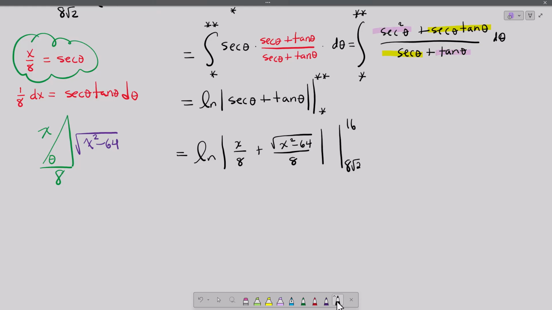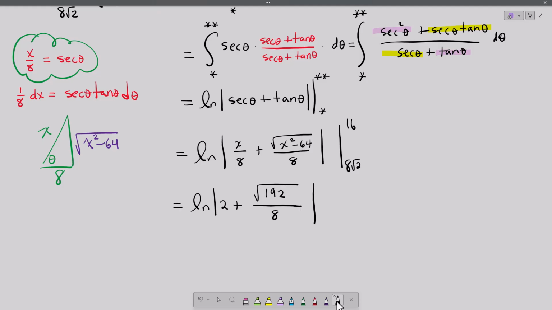All right. Now we just have to plug in the upper limit, plug in the lower limit, take the difference, simplify it, and we have our answer. So first, let's plug in the 16. Plugging in the 16, we are going to have 2 plus this here, whatever that simplifies to. So 256 minus 64, 192.